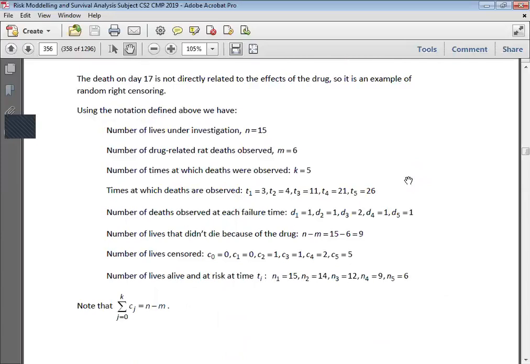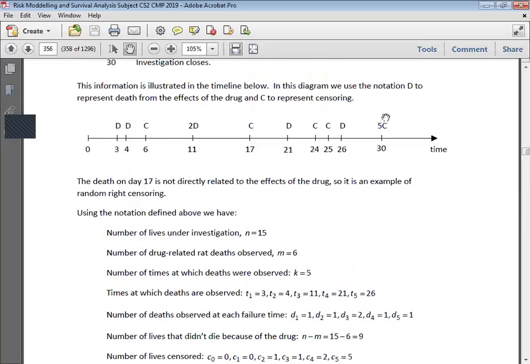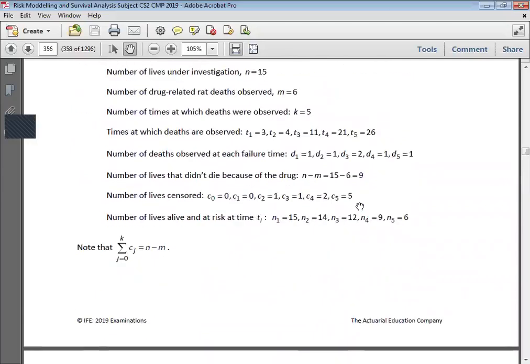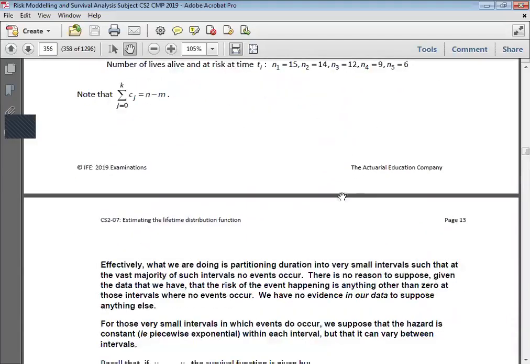And this is just saying that the number of lives you censor is equal to the total number of lives you start off with minus the number of lives for which you observe death. And why is this the case? Because for rats to whom nothing happens, we consider them as being censored at the end. So again, these 5 rats are also counted in the censoring here. So I guess this is clear.